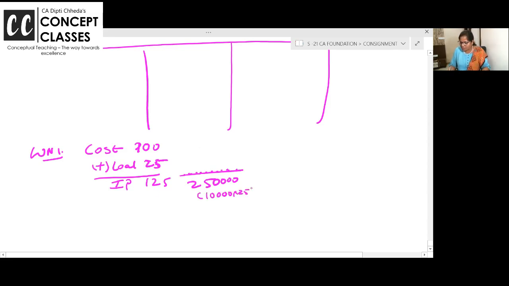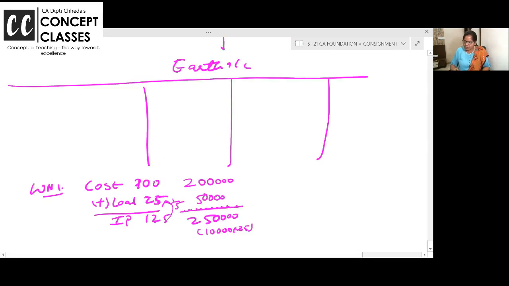10,000 into 25. Invoice price. So can we reverse calculate? 125 में 25 loading है. 250 में कितना होगा? 1/5. 50,000. तो cost कितना होगा? 2 lakh. I want all of you to make this working note 1, please, first. Cost is 2 lakh, loading is 50,000. Invoice price is 2,50,000. Nice, clear to all of you.